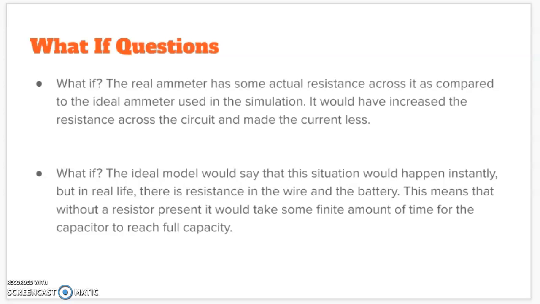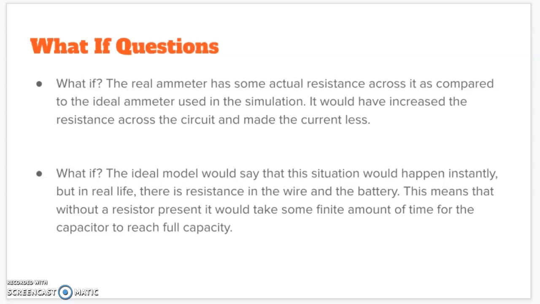On to our what-if questions. The first being, what if you were doing this lab in real life and used an actual ammeter instead of an ideal simulated ammeter? What's different about a real ammeter, and how would it have affected the circuits you hooked it up to? Well, a real ammeter would have had some actual resistance across it as compared to the ideal ammeter used in the simulation, which did not have any resistance. It would have increased the resistance across the circuit and made the current less.